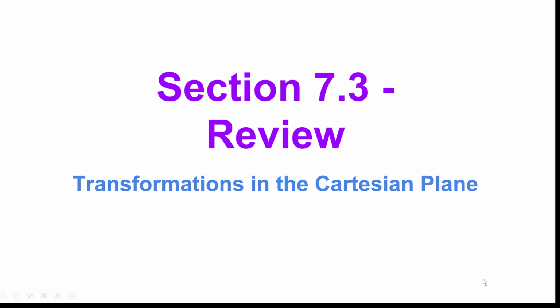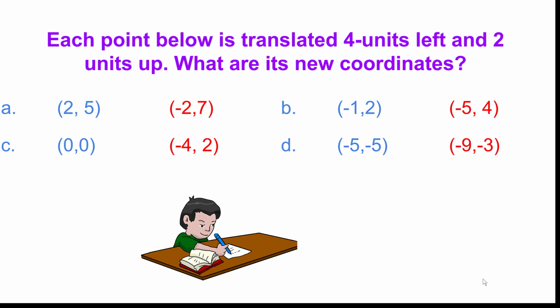Grade 7, section 7.3, review transformations in the Cartesian plane. Each point below is translated 4 units left and 2 units up. What are its new coordinates? So you just move it 4, so you subtract 4 for the x and you add 2 for the y, and you find the new coordinates.